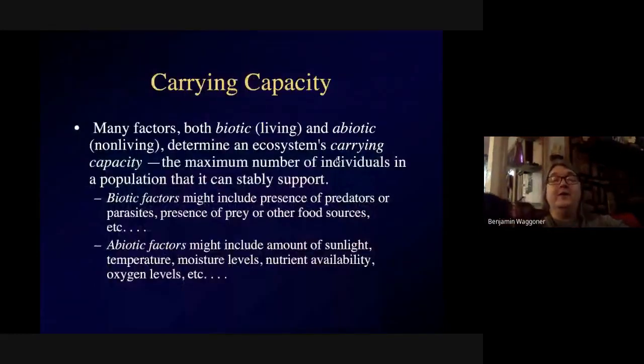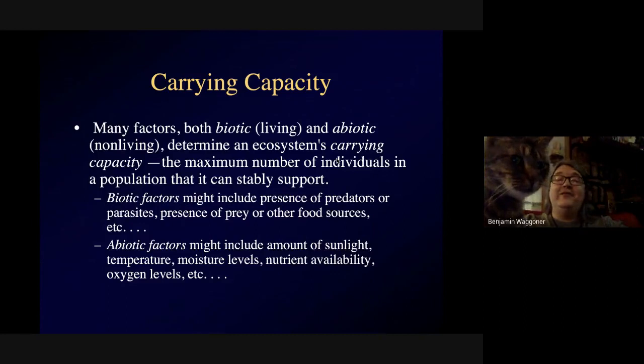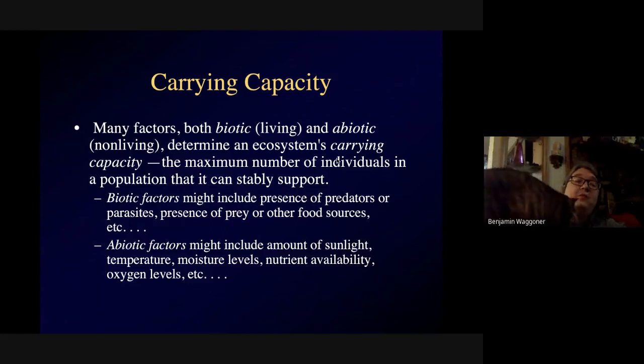And those factors include biotic factors, which means they're living, which would be the presence of predators or parasites, the presence of prey or food sources. And abiotic factors would include things like the amount of sunlight, the temperature, levels of moisture or nutrient availability, something like that. All of those determine the maximum number of individuals in a population that an ecosystem can support.